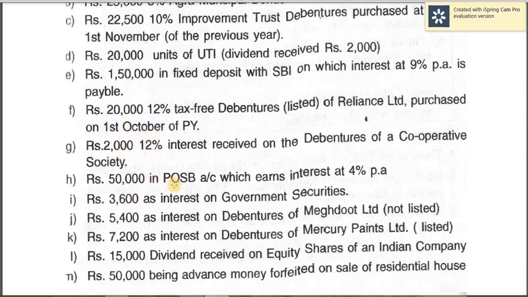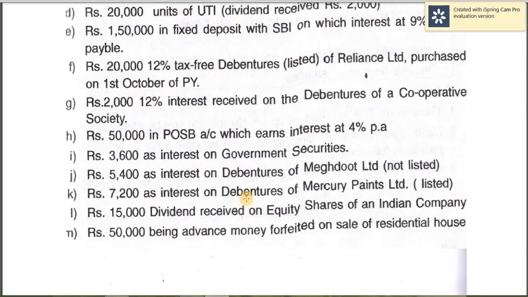Then 50,000 in post office savings bank account, which earns interest at 4%. Any amount exceeding 3,500 is taxable, but if it does not exceed 3,500, that is exempt. Then 3,600 as interest on government securities. It is taxable, and there is no TDS, so 3,600 is taxable.